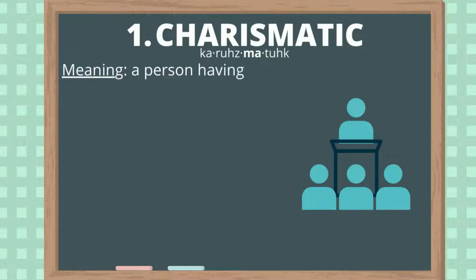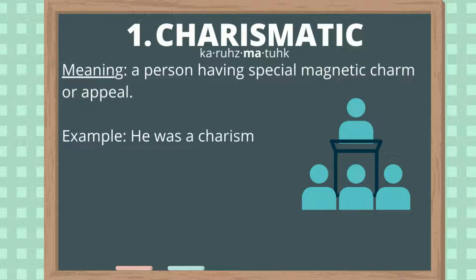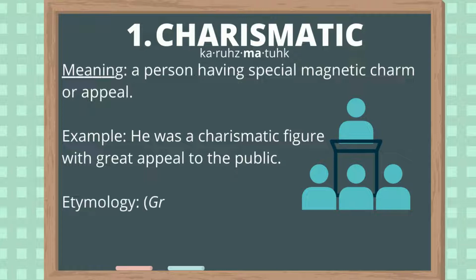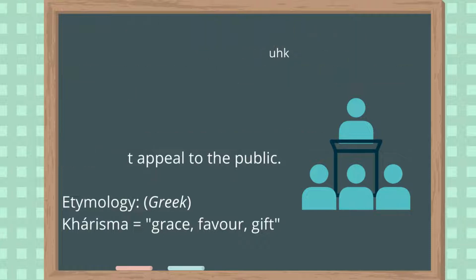with heredity. Number 1. Charismatic. Charismatic person is someone who has special magnetic charm or appeal. For example, he was a charismatic figure with great appeal to the public. This word has been derived from a Greek word charisma, which means grace, favor, gift.